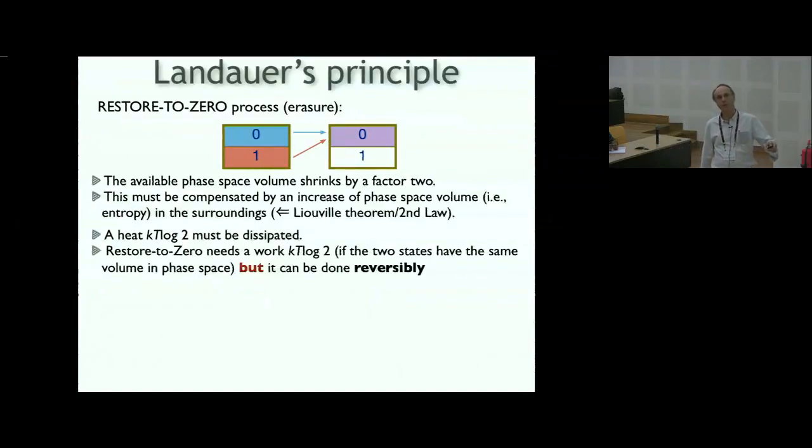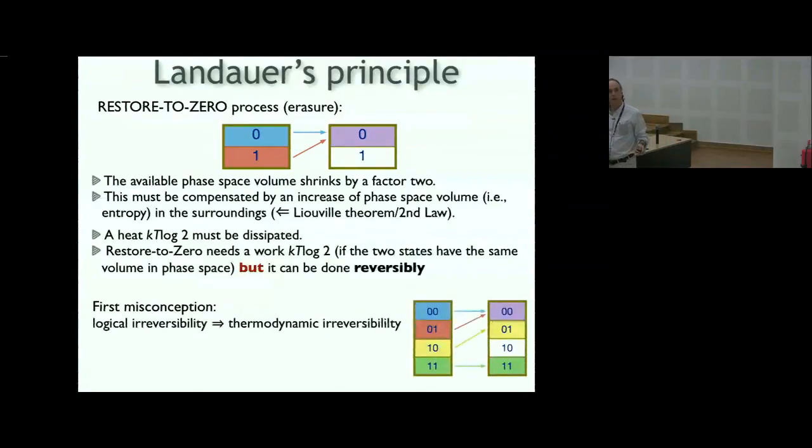You can do the other way around. This is like a compression of a gas, and you dissipate heat, but this heat dissipation is just to compensate the entropy reduction in the gas. So the total entropy is zero. The total entropy in the world, in the universe, the change is zero. So you can invert this process if you like, thermodynamically.